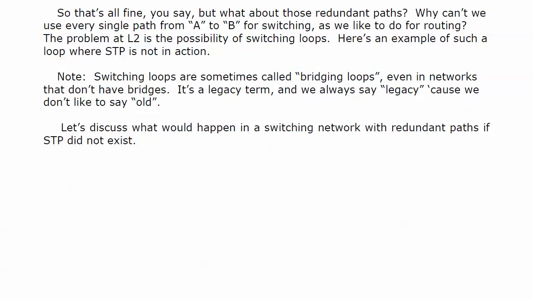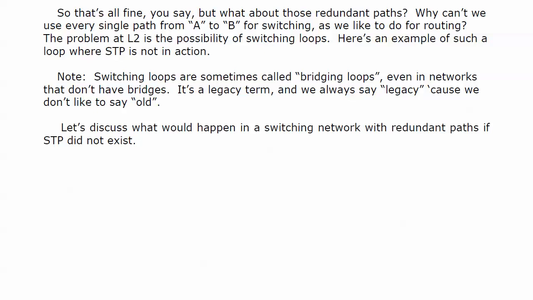Now, you say, what about those redundant paths, though? Okay, that's fine, but you're like me. If you see 3 paths from A to B and the data's only using 1 path, I'm already thinking, how can I use those other 2 paths? Why are they just sitting there? Why can't I use every single path from point A to point B for switching? Well, the problem at layer 2 is the possibility of switching loops.